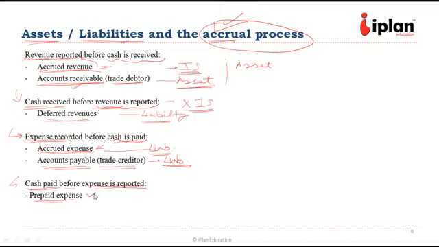So this is prepaid expense. The company has already paid for the expenses which are going to be incurred in the future. So this becomes our asset. So prepaid expense is a current asset. So let us look into current assets and non-current assets in detail.